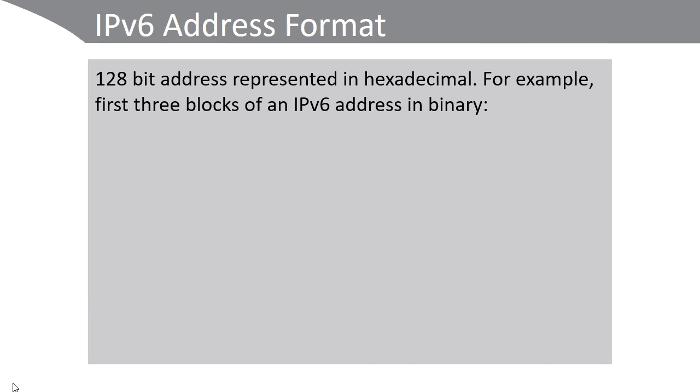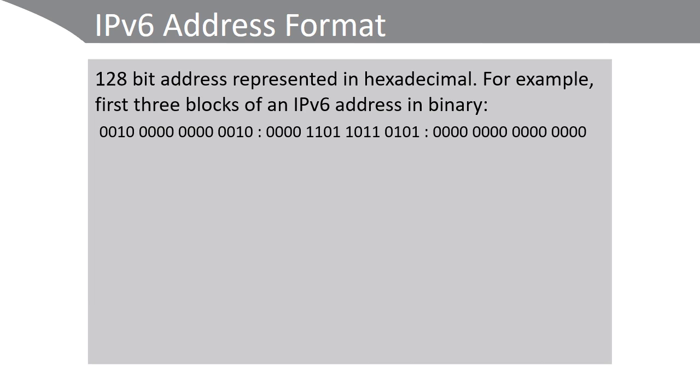But hexadecimal is not a natural numbering system for a human being. We're okay working in decimal, and I guess we can get used to using binary. But hexadecimal takes a bit of getting used to. The first three blocks of an IP6 address in binary might look like this. Now that's not going to be easy to remember, and it's also easy to get wrong. So we convert that to hex. That's a little bit easier to remember. It's still quite long. Let's have a look at an entire address.